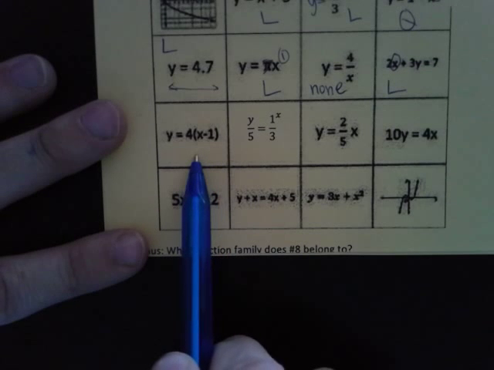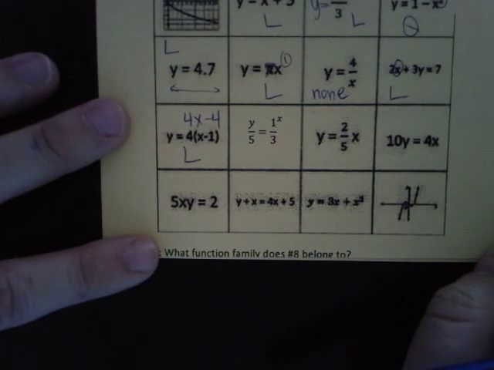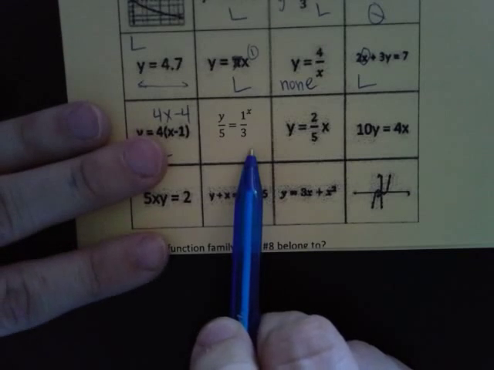The next one, 4 times x minus 1. It's right here. If I were to simplify that, it would be 4x minus 4. X is not an exponent. There's no squared. It's linear. But on this one, the x is the exponent, so we can say it's exponential.